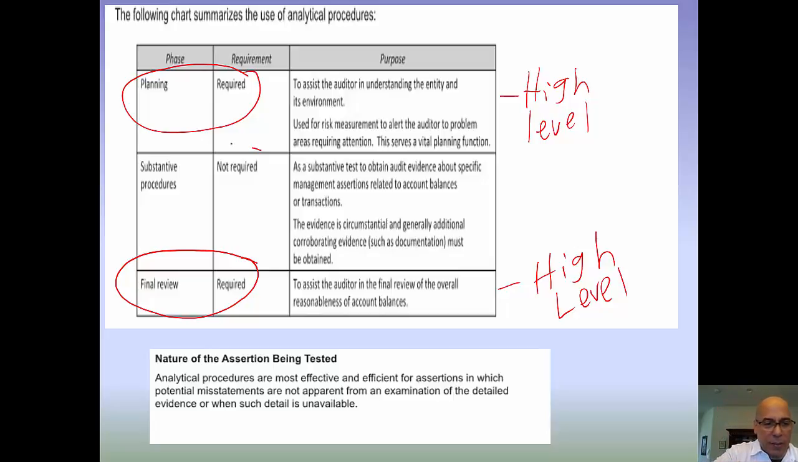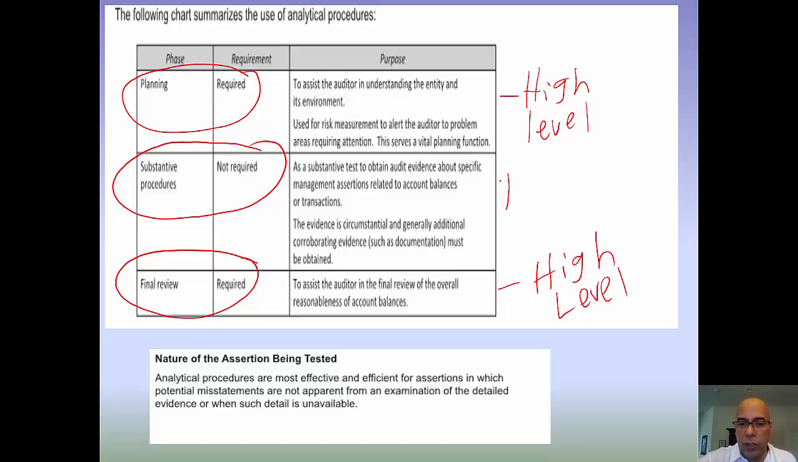As a substantive procedure, we do not have to do an analytical procedure if we don't want to, but there are many times where analytical procedures will be appropriate, either because we don't think that we won't detect a misstatement if we were to look at a test of details. In other words, we think our risk of material misstatement is low, or if there is not the appropriate evidence to allow us to do a test of details.